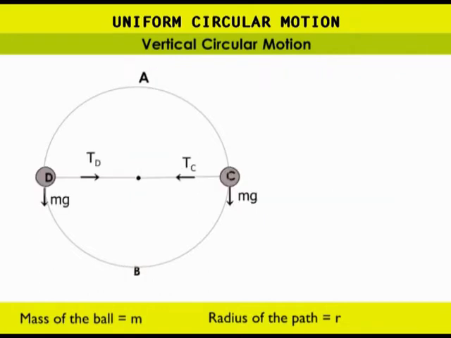At positions C and D, the weight mg is perpendicular to the tensional force and hence does not contribute to the provision of centripetal force. Therefore, Tc is equal to Td and is equal to mv squared over r.